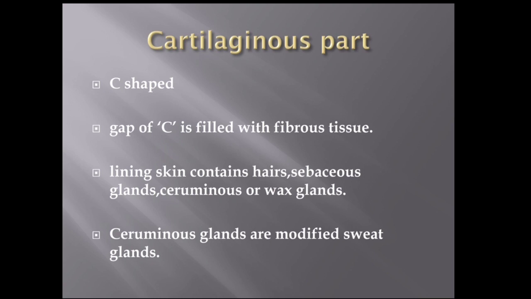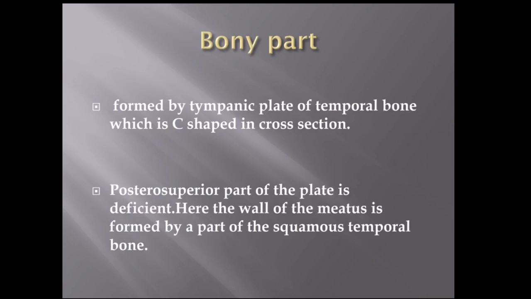Cartilaginous part is C-shaped. Gap of C is filled with fibrous tissue. Lining skin contains hair, sebaceous glands, and ceruminous or wax glands. Ceruminous glands are modified sweat glands. Bony part is formed by the tympanic plate of the temporal bone, which is C-shaped in cross section. Posterior superior part of the plate is deficient. Here the wall of the meatus is formed by a part of the squamous temporal bone.